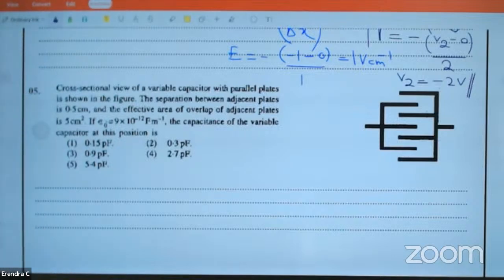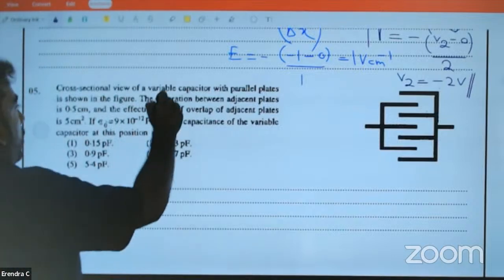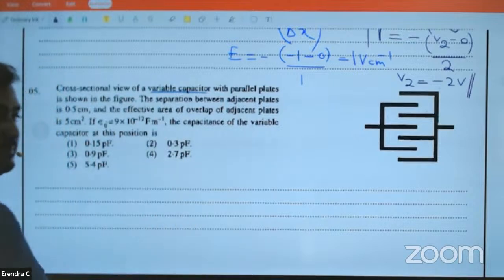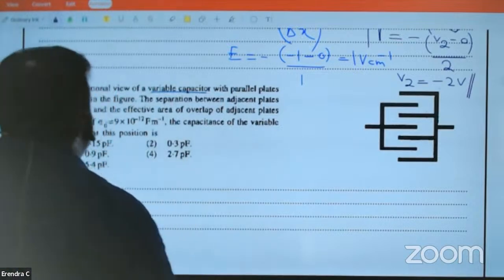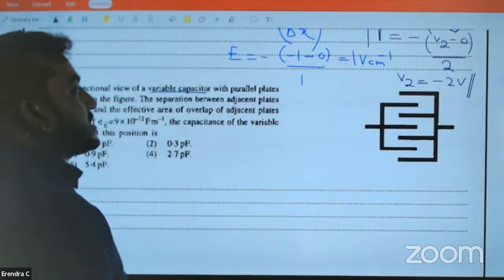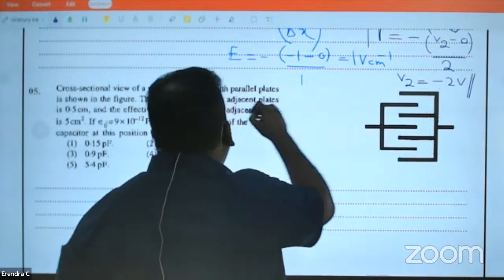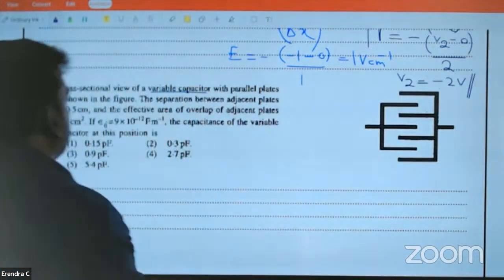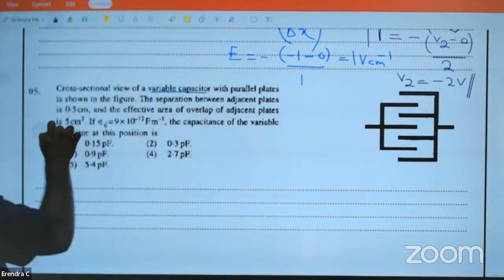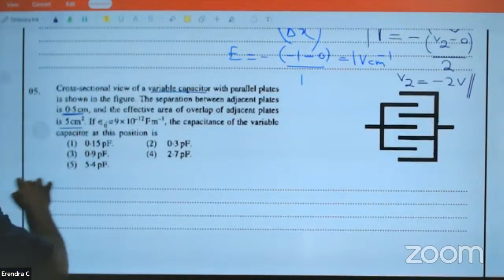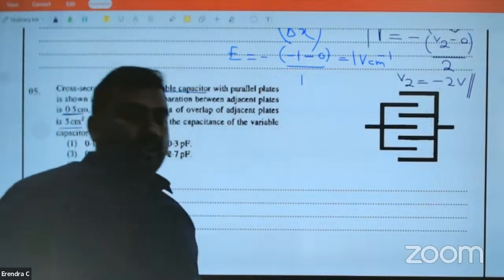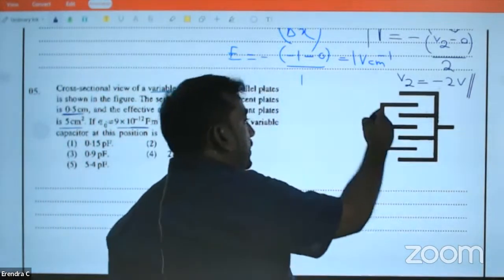Read. Cross-sectional view of a variable capacitor with parallel plates is shown in the figure. The separation between adjacent plates, that means each of these separations have a particular distance. Right. Area of the plates are given. Distance is given. Epsilon naught is given. What's the capacitance? Right. When you have something like this, very simple.